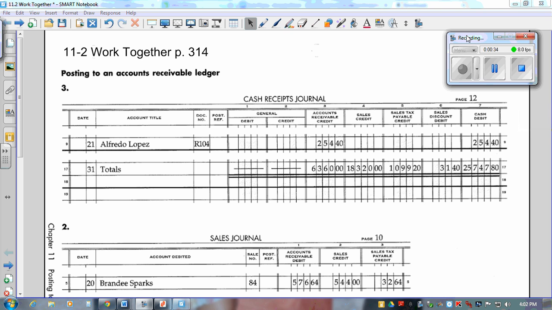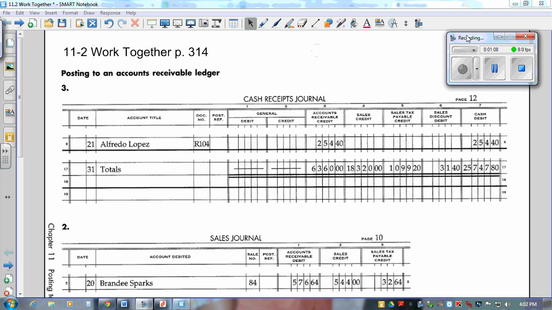The instructions say, partial sales and cash receipts journals for Graphic Inks are given in your working papers. Also given are one blank accounts receivable ledger account form and a blank form for preparation of a schedule of accounts receivable. You're also going to need the general journal from Work Together 11.1. So step number 1 says, start a new page for the accounts receivable ledger account for Brandy Sparks. The account number is 140 and the balance for October 1st of the current year is $212.